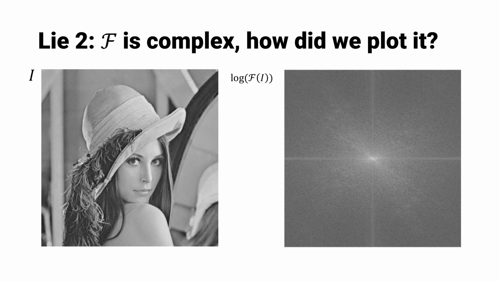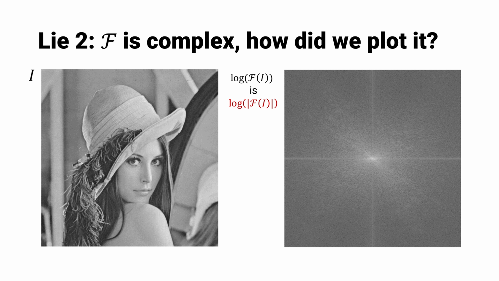The second lie I told you is that I already told you that Fourier transform is complex, but I was still plotting it, right? The question is, how did I do it? I want you to take a second and think about it. You might be thinking that I was only plotting the real component or the imaginary component, and that's not a bad way. But what essentially I was doing is plotting the magnitude of that signal itself, which takes the square root of the sum of squares of the real part and the imaginary part, and that's how I got here.